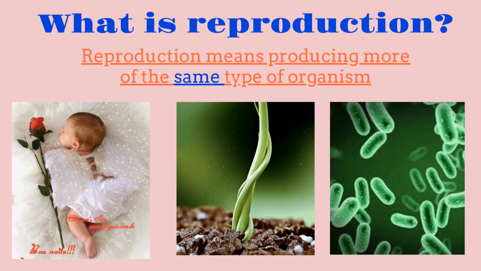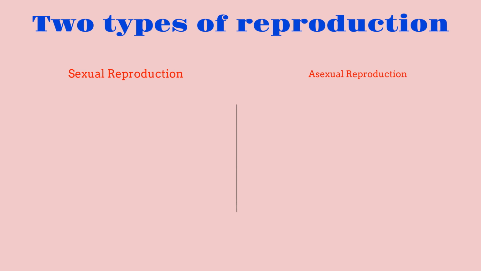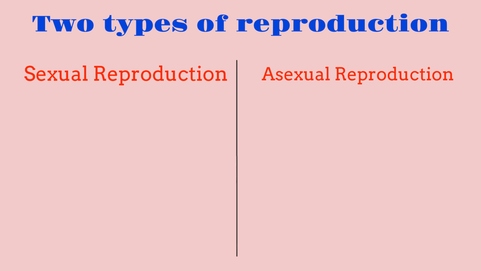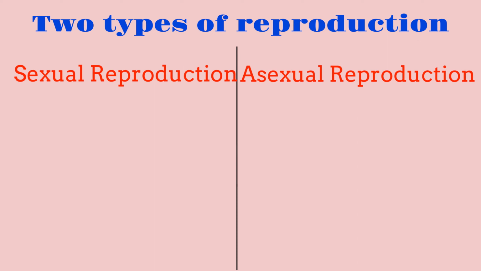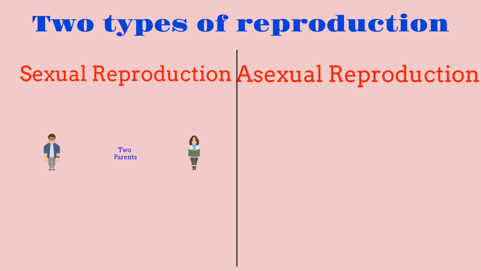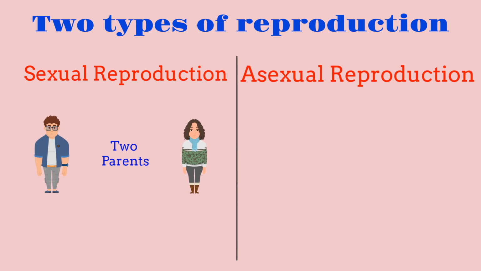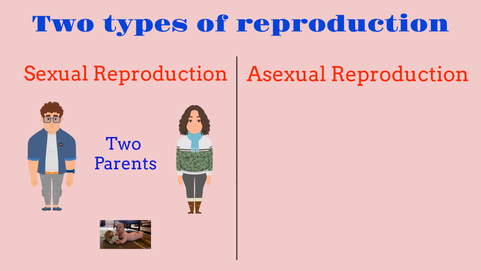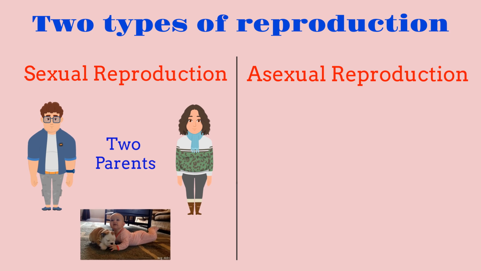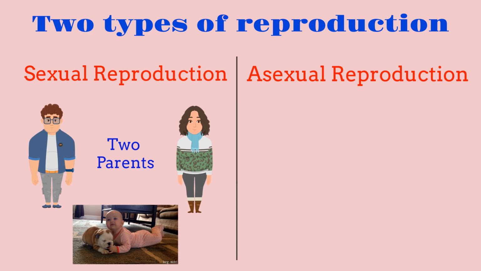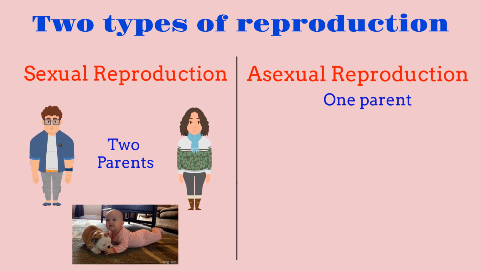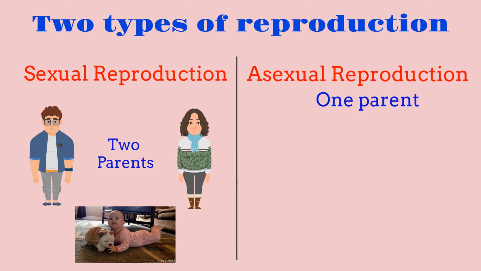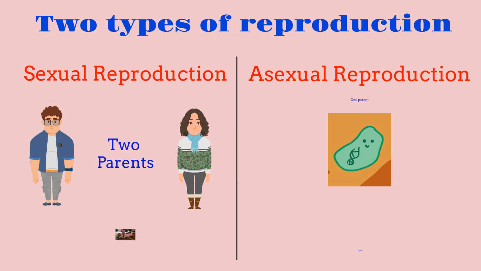So now that we know a little bit of what reproduction is, there are two main types of reproduction. The two main types are sexual reproduction and asexual reproduction. Basically, sexual reproduction consists of two parents, and each parent provides a unique cell, and those cells combine to produce a new cell, and that new cell develops into a complete organism. On the other hand, asexual reproduction only requires one parent. All of the offspring's genetics are clones of that single parent.